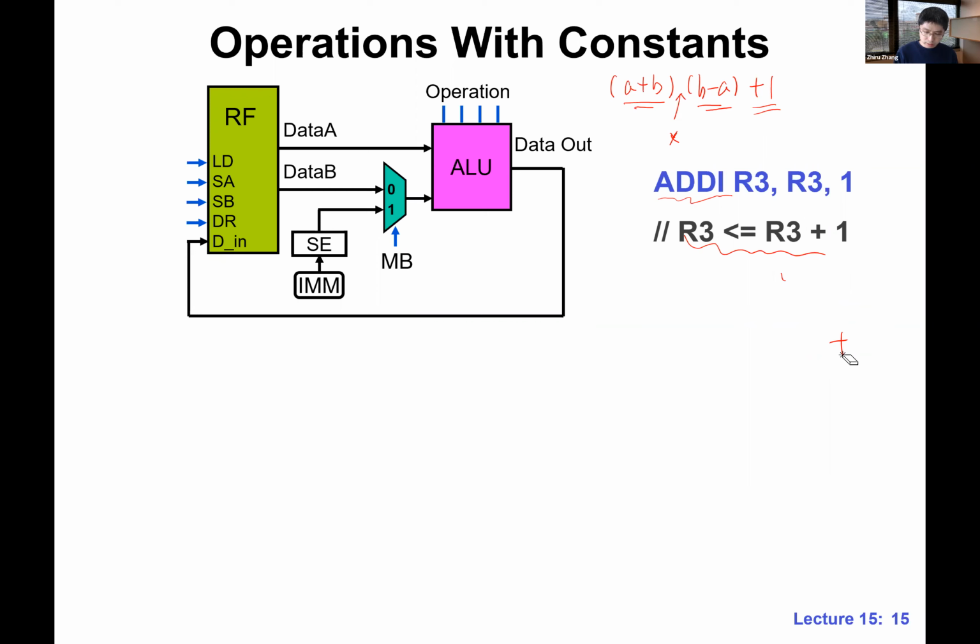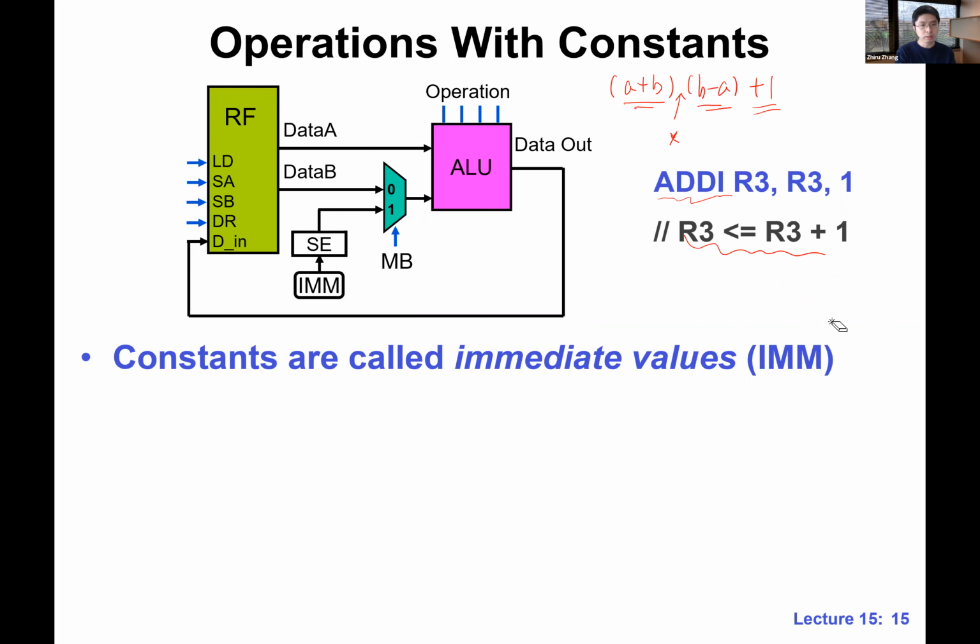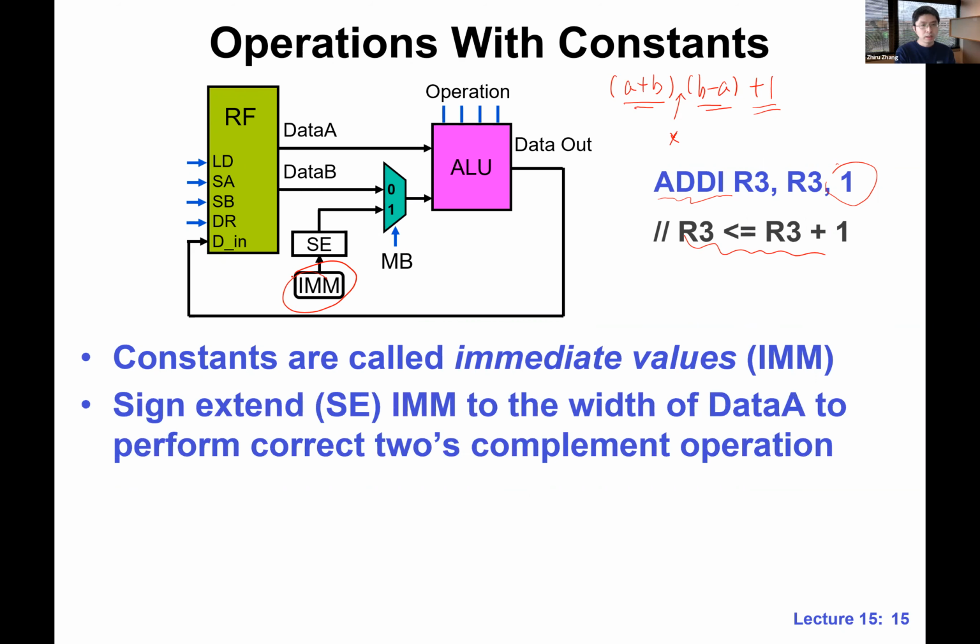All right, and this is a constant. One of the operands is a constant, and this constant is usually called an immediate value because it is not stored in the register. It's actually encoded as part of the instruction over here. Next lecture, we are going to talk about how we encode this constant in the instruction. So that's where it's called IMM. It's immediately available after we decode the instruction. And we usually have the sign extension, SE, here.